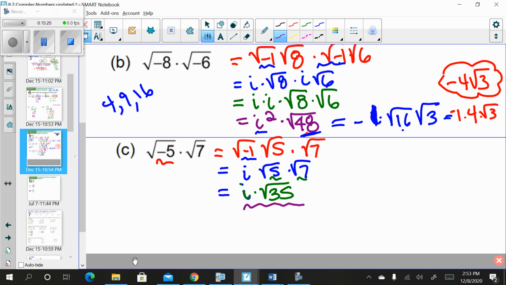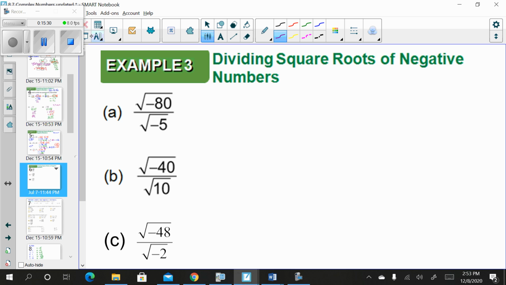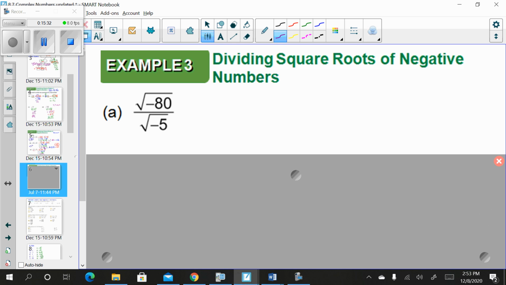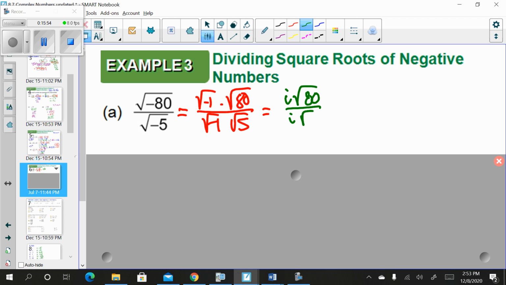All right, let's see if we can jump into some division. So let's take a look and talk about some dividing. So we've been trying to deal with multiplication there. Let's deal with division. It's the same philosophy. We want to get those negatives out right away. So we have our -1 times the square root of 80, and then we have our -1 times the square root of 5. So we always want to deal with those, get those negatives out right away. So then we have I times the square root of 80 over I times the square root of 5.